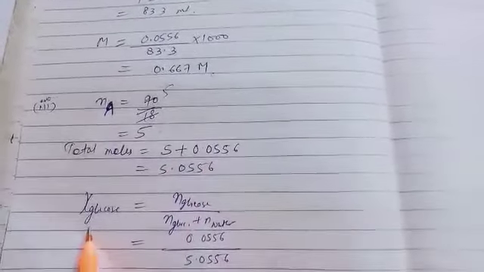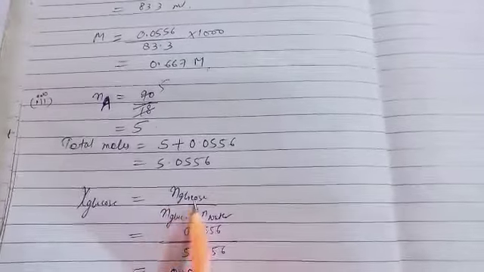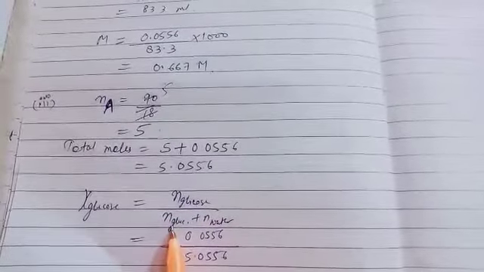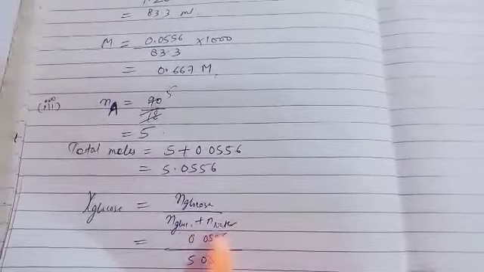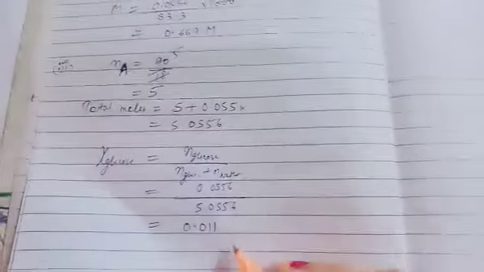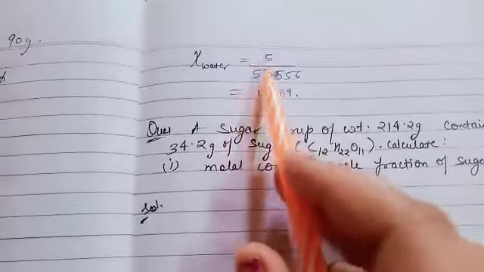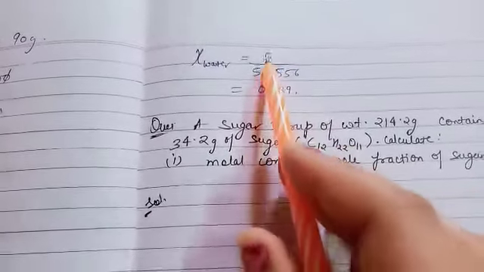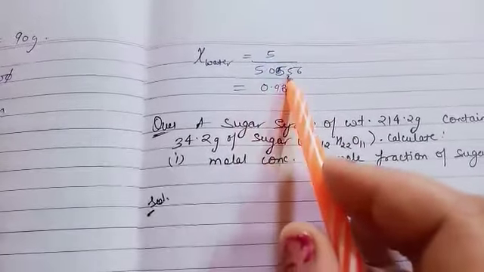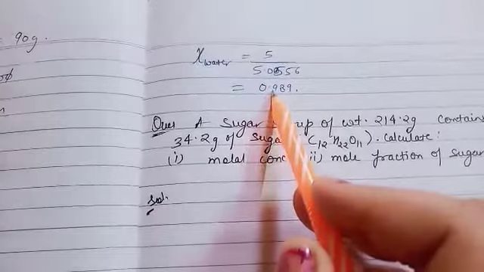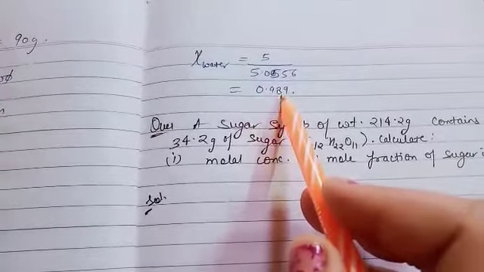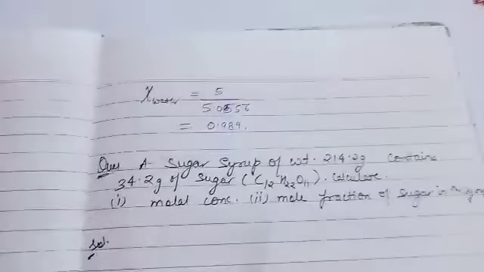Now calculate the mole fraction of glucose. That is n glucose upon the total number of moles, glucose plus water. After calculating this, your answer is 0.011. Now calculate for water. The number of moles of water upon the total number of moles is 5 upon 5.0556, which is equal to 0.989.